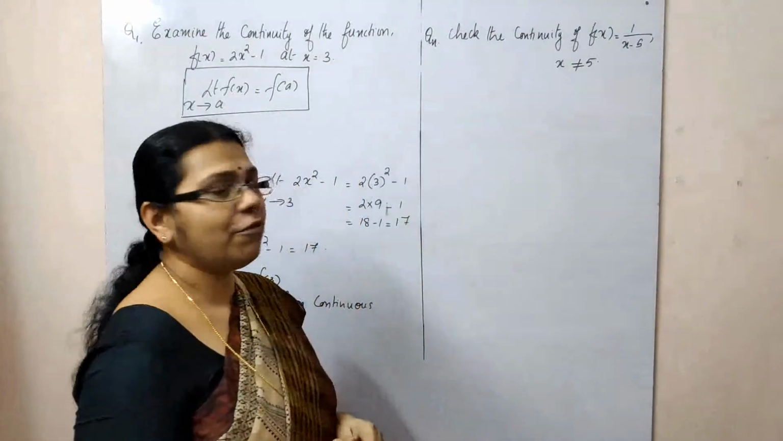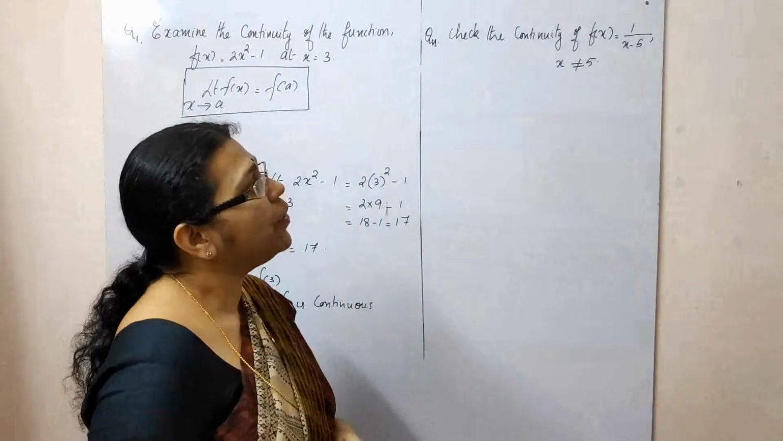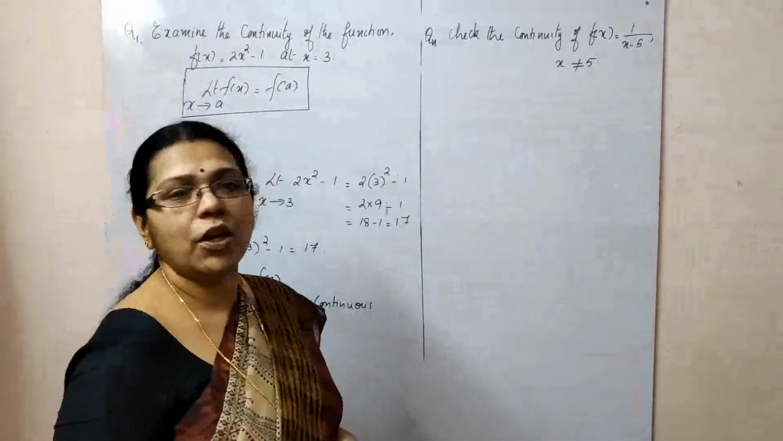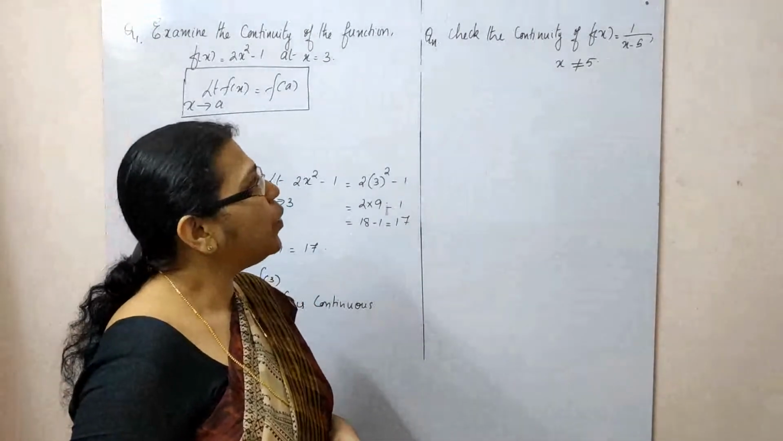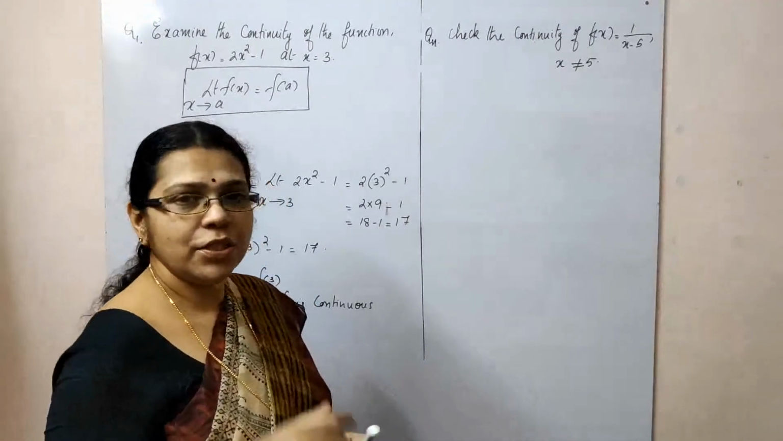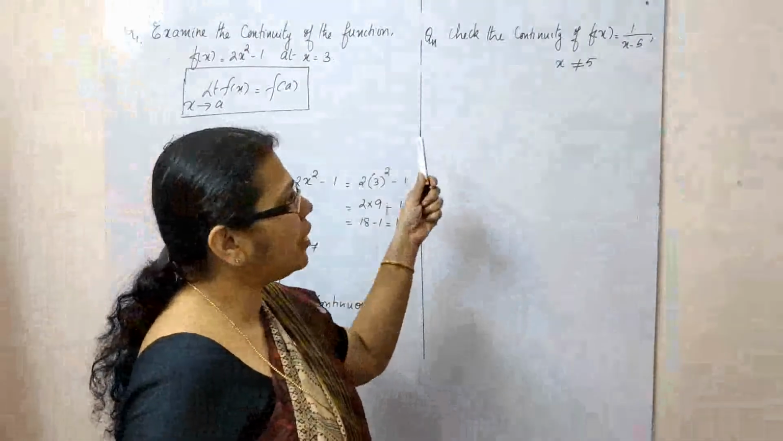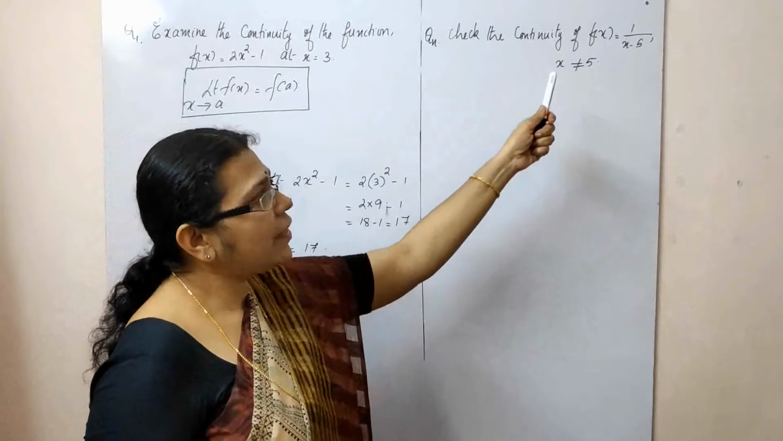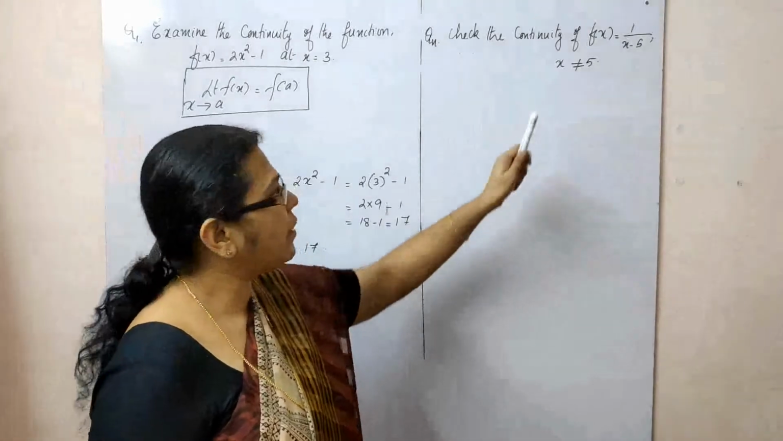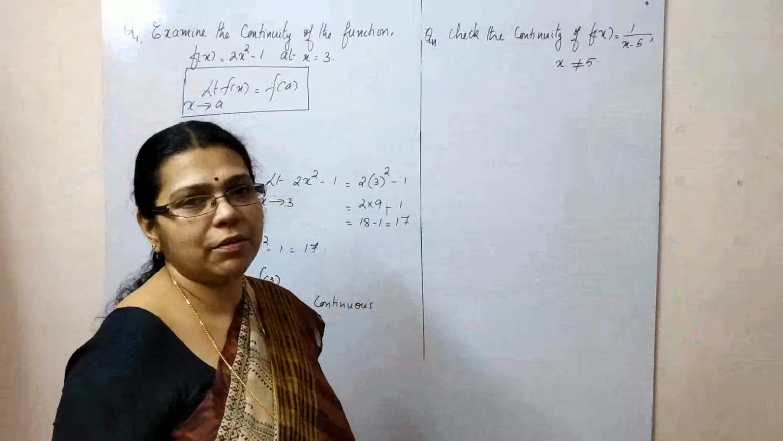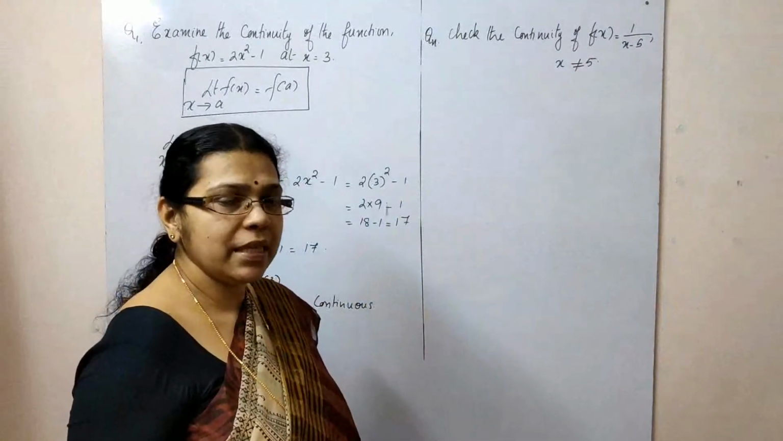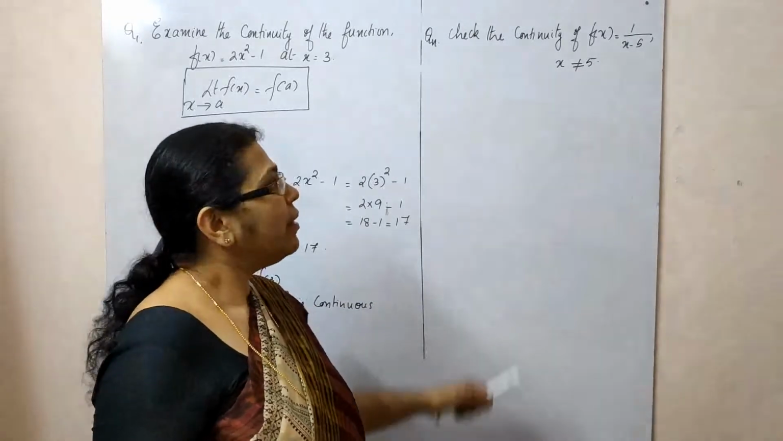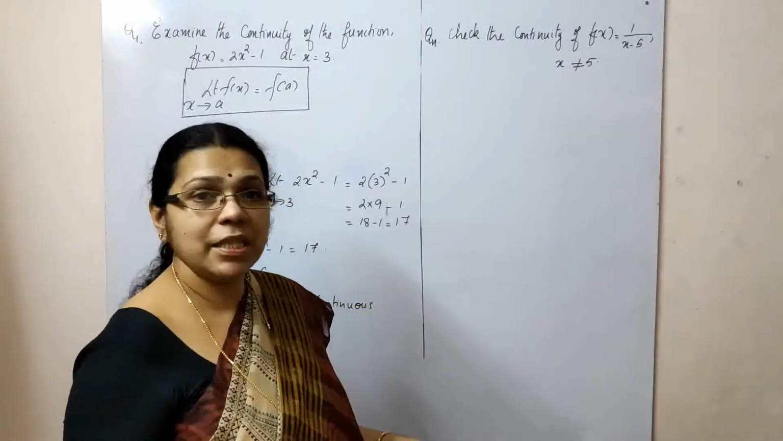Check the continuity of f of x, which is equal to 1 by x minus 5. It is given x is not equal to 5. So what does the question say? We are asked to check the continuity of this function f of x, given f of x is equal to 1 by x minus 5, and it is also given that x is not equal to 5. What happens when x is equal to 5? The function becomes undefined. That is 1 by 5 minus 5, 1 by 0 it comes.